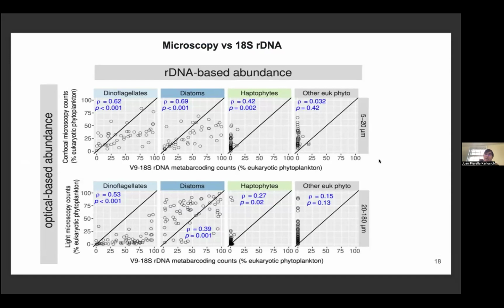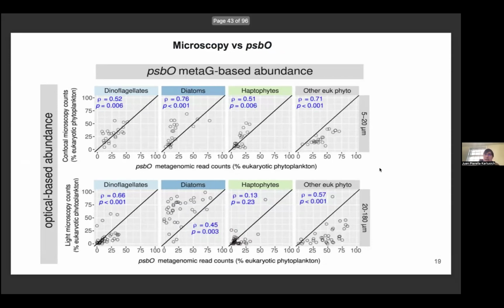You can see that in general this molecular method tends to work more or less okay with dinoflagellates and diatoms at some point, but it underestimates by a lot other types of eukaryotic phytoplankton like haptophytes and other types of taxa.